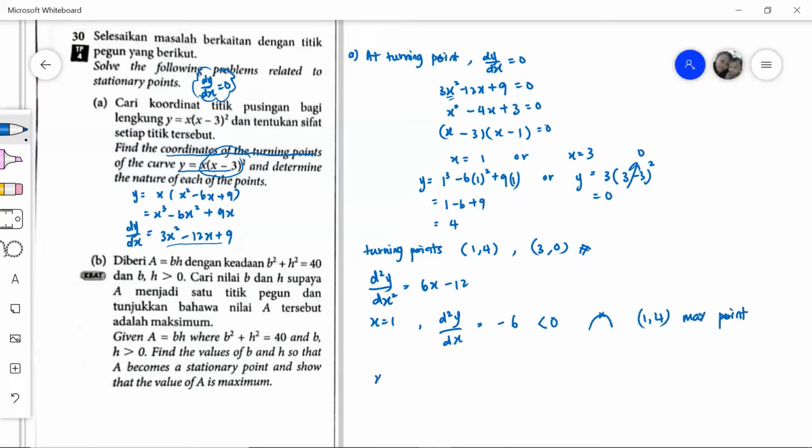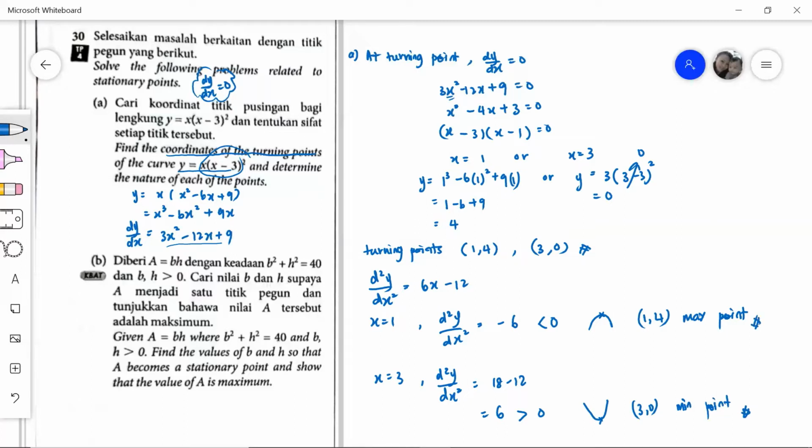When x equals 3, the second derivative equals 6 times 3, 18 minus 12. We got 6, greater than 0. That means the gradient is getting bigger and bigger, from negative to 0 to positive. So a smiling face. If you compare it with the coefficient of a quadratic function, therefore (3, 0) will be the minimum point. That's it for part A.